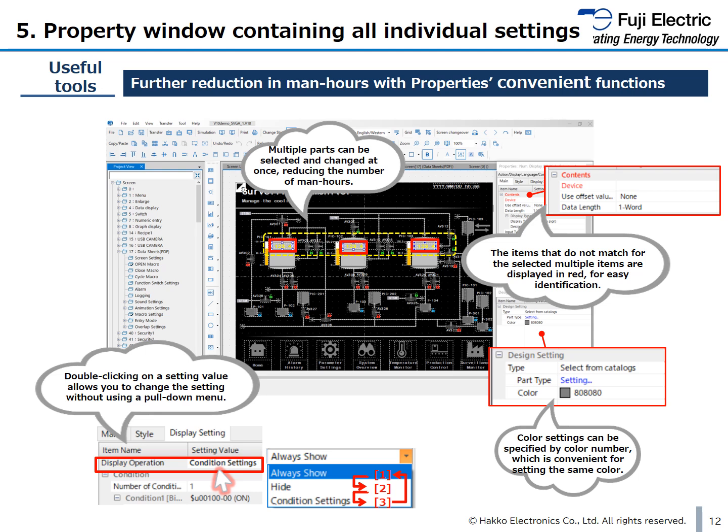A pull-down menu is used to select the property settings, but we have also taken into account the need for fine-grained operability, and the settings can also be changed by double-clicking. This makes it possible to change the settings in a short time with minimal mouse movement.